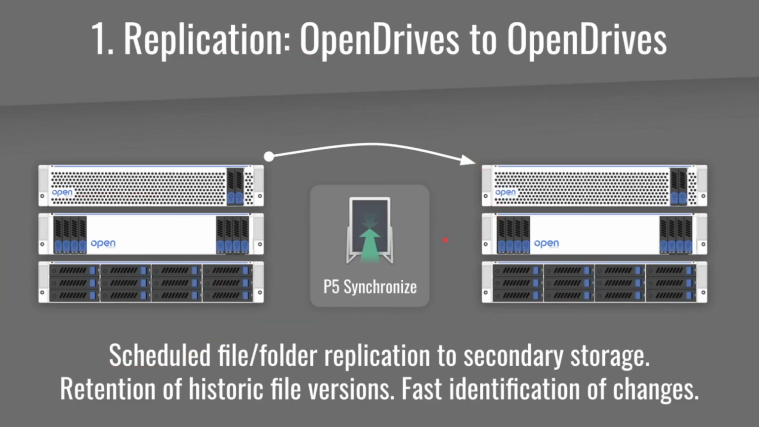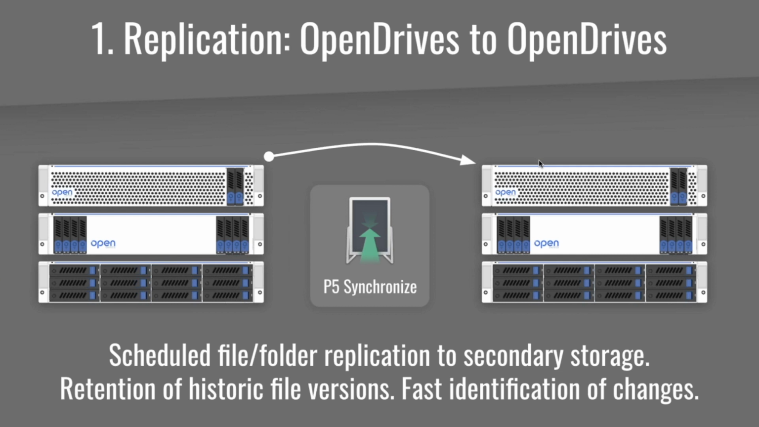And I'll just grab a pointer here. So what we've got here is two OpenDrives stacks. They may not necessarily contain all three different types of modules. They're connected via a LAN or a WAN, and then we have P5 Synchronize running as the module which is going to perform the replication. So this is a file and folder replication from the left-hand stack to the right-hand stack, all OpenDrives infrastructure. And what we're doing is just making a file and folder-based replica to the secondary storage on the right-hand side.